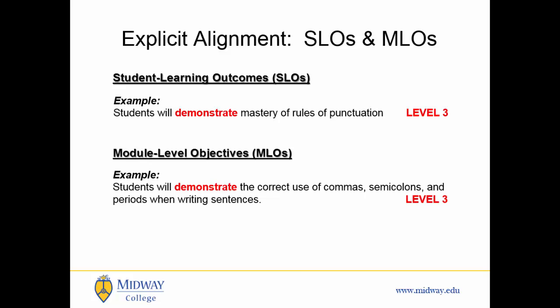If you replace the MLO verb with apply, students will apply the correct use of commas, semicolons, etc. They would still be in alignment, since on the Bloom's taxonomy chart, apply is also a level 3 cognition verb. However, if you were to replace the word demonstrate with analyze, students will analyze the correct use of commas, semicolons, etc. Then it would not be in alignment because analyze on your Bloom's taxonomy chart is a level 4 verb.